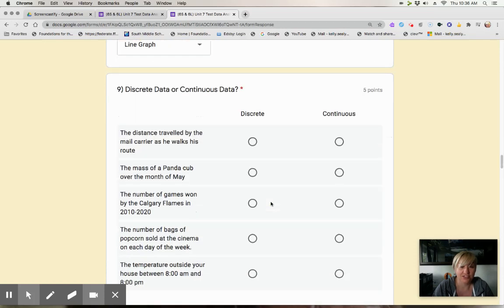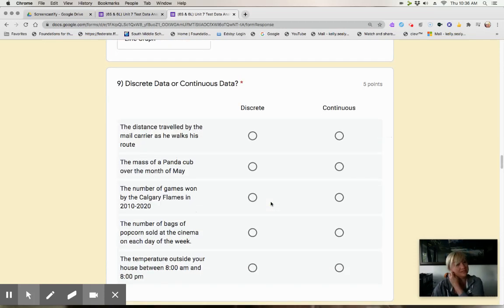Okay, question number 9, discrete or continuous data. Discrete, remember it's measured in whole numbers and it's not connected. Continuous data can be measured in decimals and the points are connected to each other.